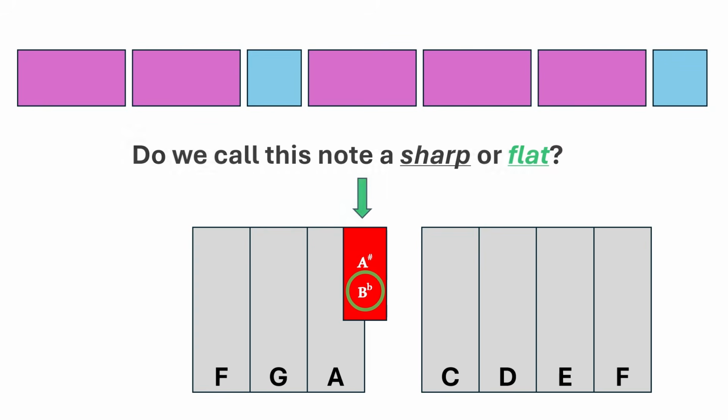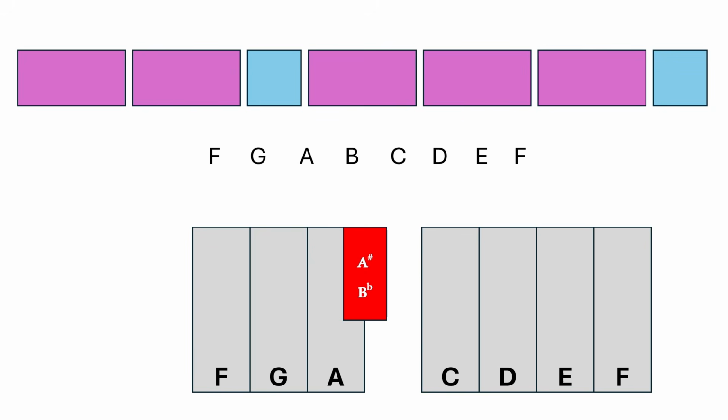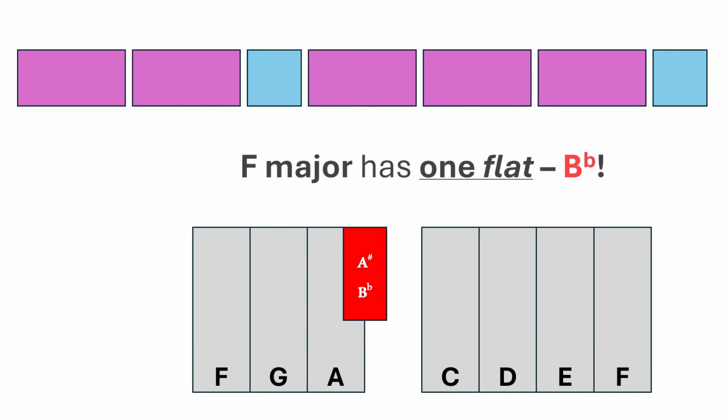Let's write the alphabet letters of F to F here. OK, we have F, we have G, we have A. Now, when we get to the next note, we have the choice of A sharp or B flat. Well, we've just used A. If we move to A sharp, we've used A twice, which is not allowed. Therefore, we need to use a note of B, which will be B flat. We can then continue on to the end to ensure we have 1 letter of each note. Therefore, we have discovered that the key or scale of F major contains a B flat in its key signature.